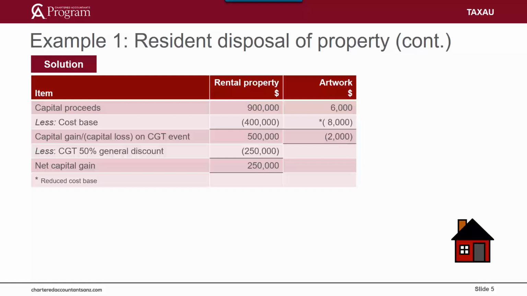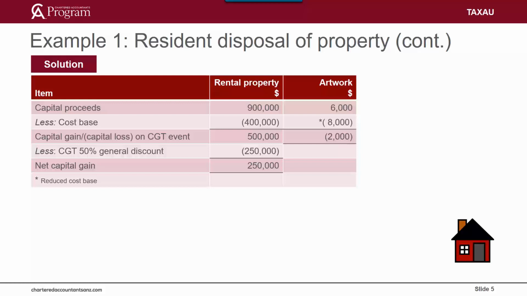Once you've calculated the capital gain or loss for each asset, if any, you need to calculate the net capital gain for the current year following the steps in section 102-5. As the current year capital loss on the artwork is quarantined, it cannot be used to reduce the current year capital gain on the rental property. In addition, John does not have any carry forward capital losses that can be used to reduce the current year capital gain on the rental property.